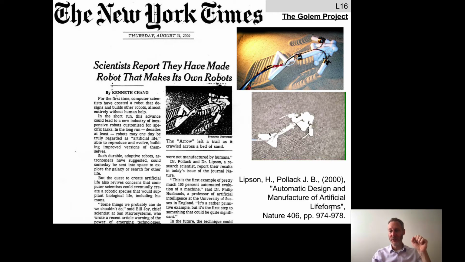Here's one of the evolved bodies here. And they transferred the entire robot to reality. They transferred the evolved body and the evolved neural controller. How did they do so? Well, once they had an evolved robot, the physical structure of that robot, they built the physical structure of that robot using a brand new machine in 2000, which was known as a 3D printer.